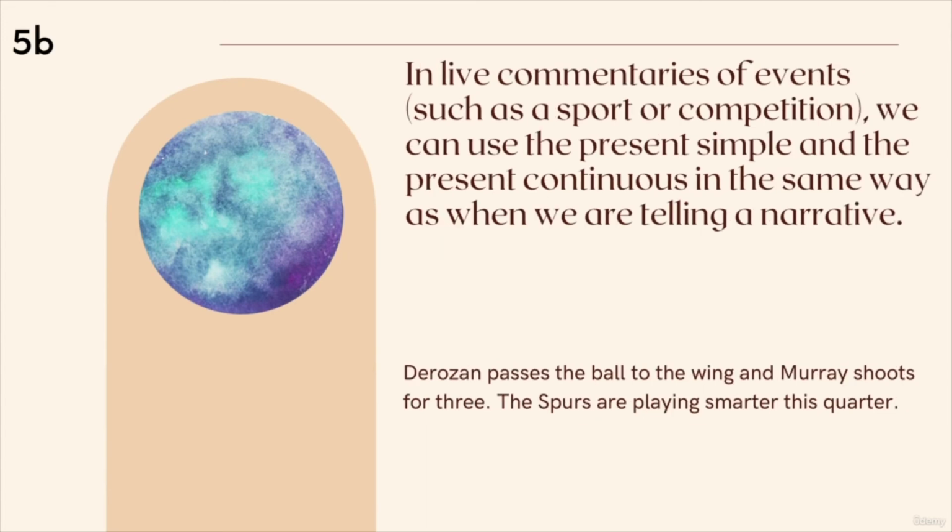In live commentaries of events, like sports, we can use the present simple and the present continuous in the same way as when we are telling a narrative. So the same as the last slide, basically. DeRozan passes the ball to the wing and Murray shoots for 3. The Spurs are playing smarter this quarter. They are playing smarter. That's the background event. DeRozan passes, Murray shoots. Those are events in a sequence.